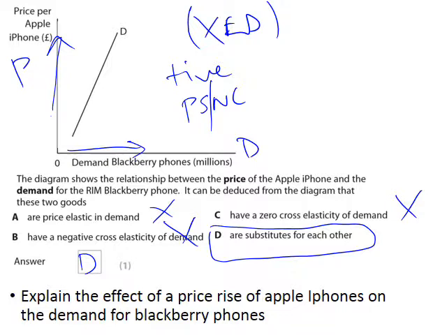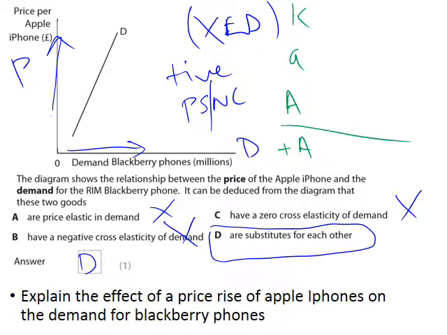Then you've got the question, explain the effect of a price rise of Apple iPhones on the demand for BlackBerry phones. So again, we need to be thinking KAA, and another A if you're an A-level student.